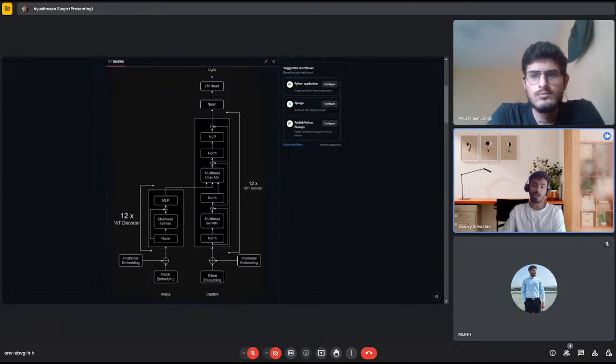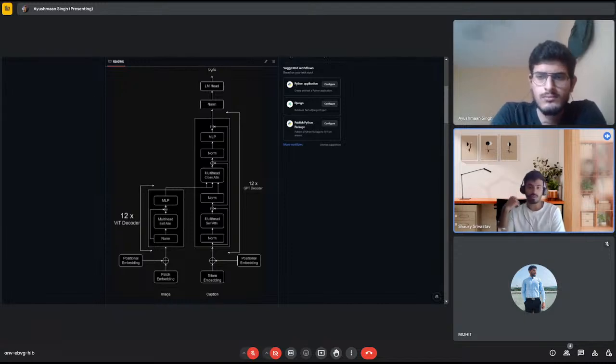Right now we have Llama 3.2 1 billion also. That is also a multimodal text generation model. So I think this project is actually good to start with for understanding what is cross attention, what is multi-head attention, everything.